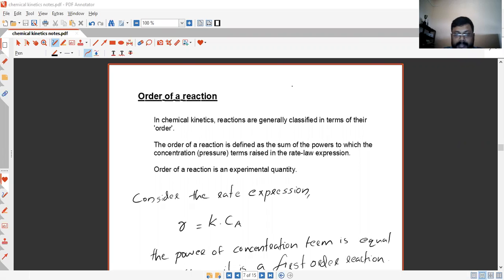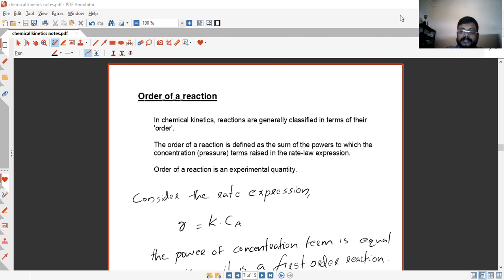Today we are going to discuss the topic order of a reaction. It is a continuation of our previous topic in chemical kinetics, that is, rate of a reaction. Next one is order of a reaction. What do you mean by order of a reaction? In chemical kinetics, reactions are generally classified in terms of their order.